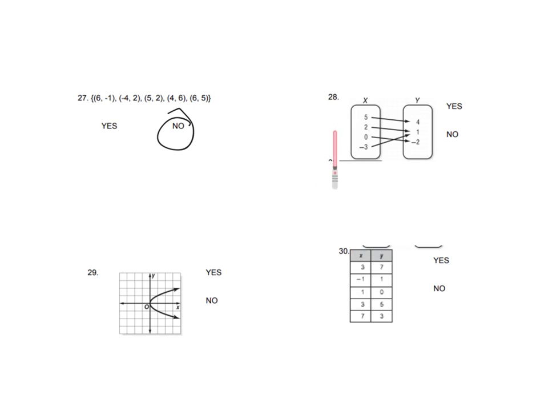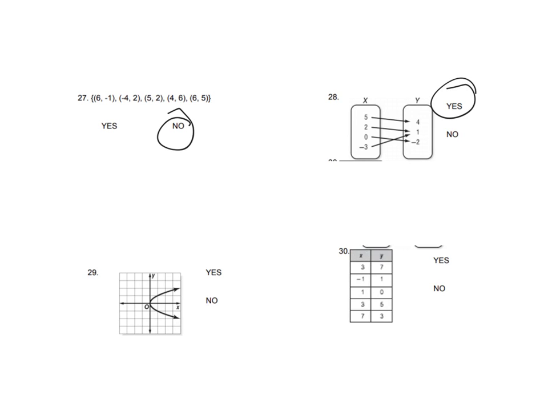Now I'm over here at 28. I'm looking at the inputs to the output, input, output, input, output, input, output. I'm looking for exactly one arrow leaving each input. So we don't want 2 arrows coming out of an input. So this is also, this is a function because there is one output for every input.